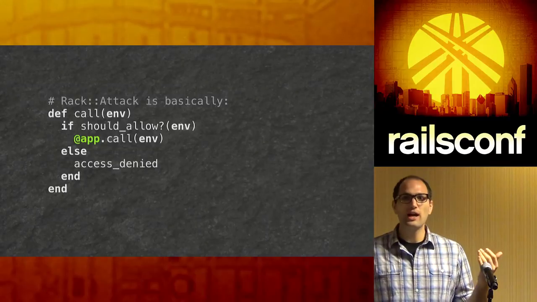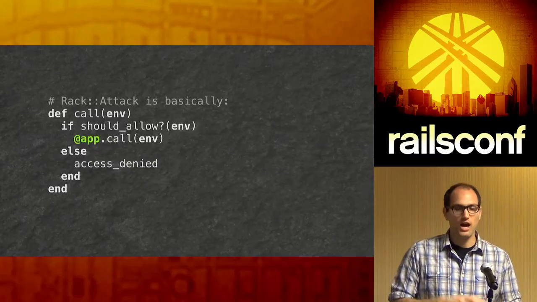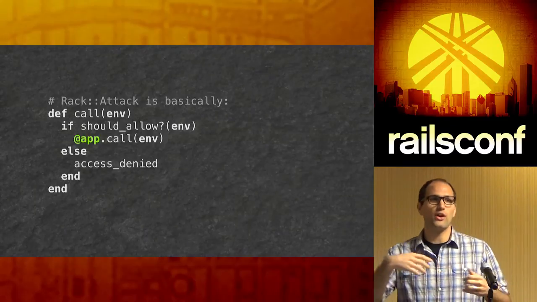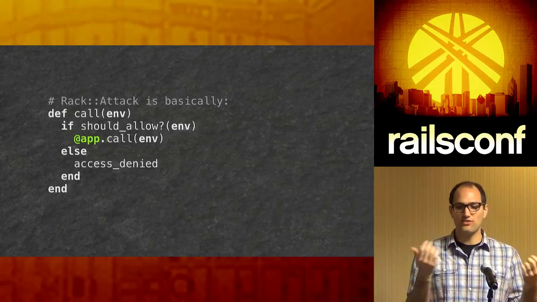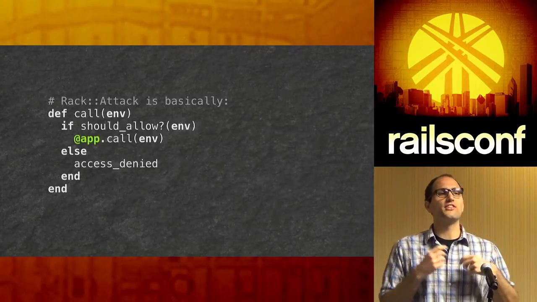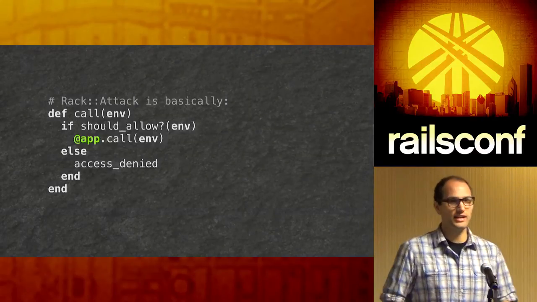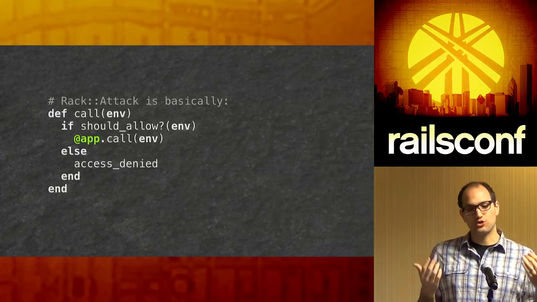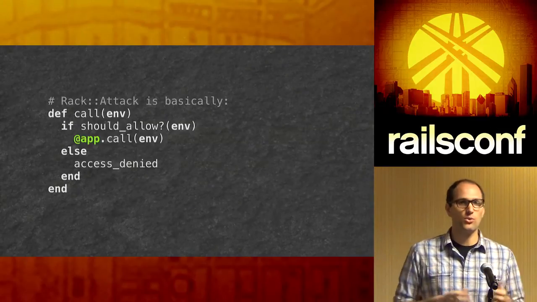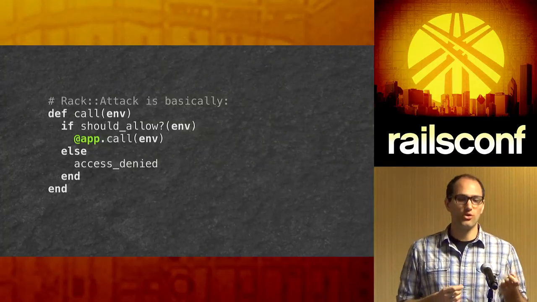We say, for this request, should we allow it? If so, go ahead and pass it on to your application. Your application is going to do potentially a lot of work. Maybe it's going to spend a couple hundred milliseconds querying the database and rendering views and stuff like that. So that's the expensive work that we want to save if this is an abusive request. So if we shouldn't allow it, then we just return this very fast access denied as a very simple and fast response to render. Rack Attack can do several hundred of these access denied requests per thread that you have running, so like per Unicorn worker or per Heroku instance or something like that.